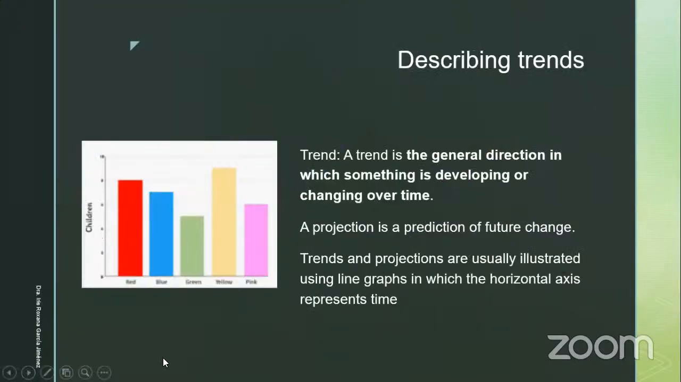And now describing trends. Maybe it's one of the parts that we really don't like to do, but it's important to show it. A trend is the general direction in which something is developing or changing over time. We all know about it. A projection is a prediction of future change. Trends and projections are usually illustrated using line graphs in which the horizontal axis represents time. This is the horizontal one, and this is the time we are studying. There are the variables we are taking into account.